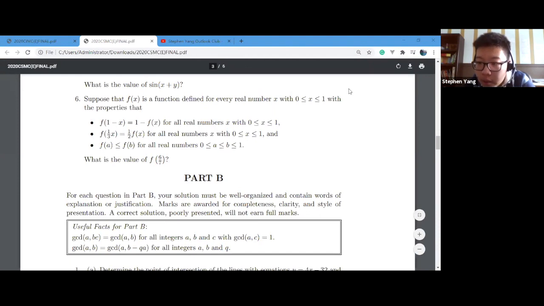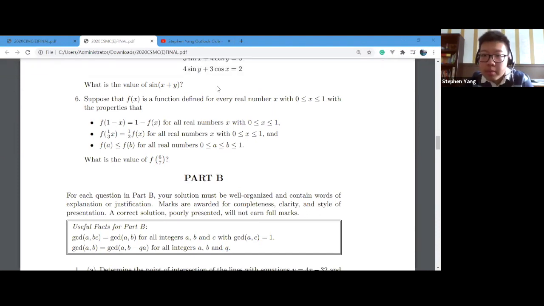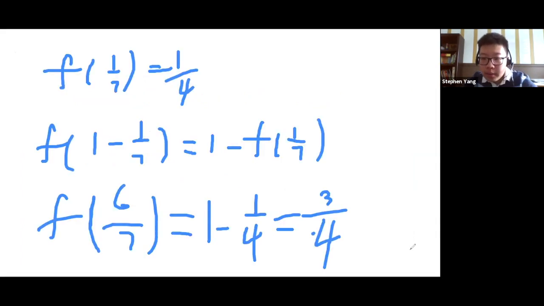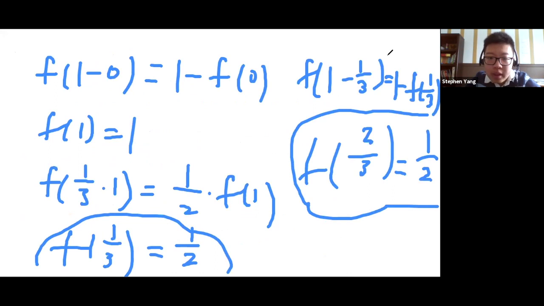Okay, so we're plugged in. We know that f(1/3) is equal to 1/2, and f(2/3) is equal to 1/2. No problem with this, right?